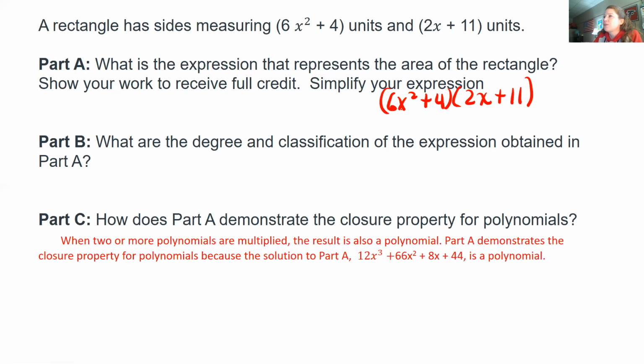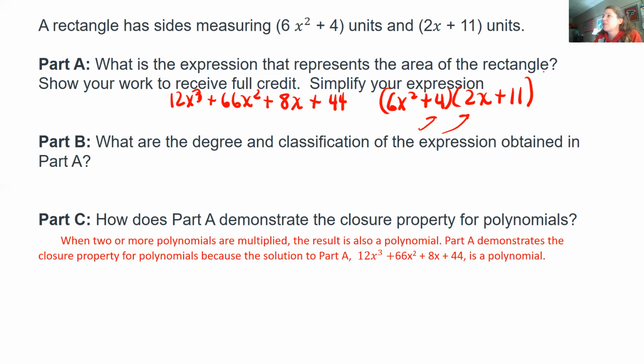First, 6x squared times 2x is 12x to the third. And then 6x squared times 11 is positive 66x squared. Then 4 times 2x is plus 8x. And then 4 times 11 is 44. All right, oh, it's already simplified. You can't add anything. These are unlike terms. So we got the expression would be this.